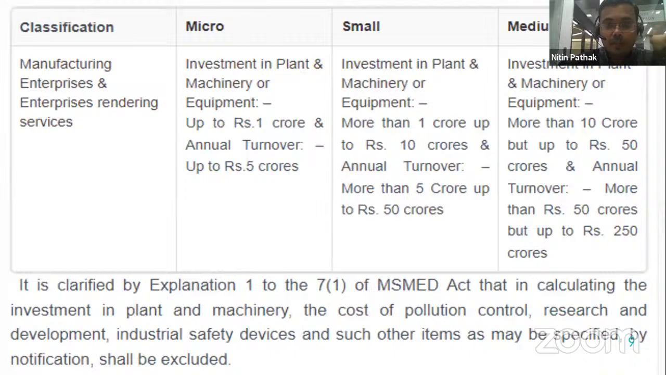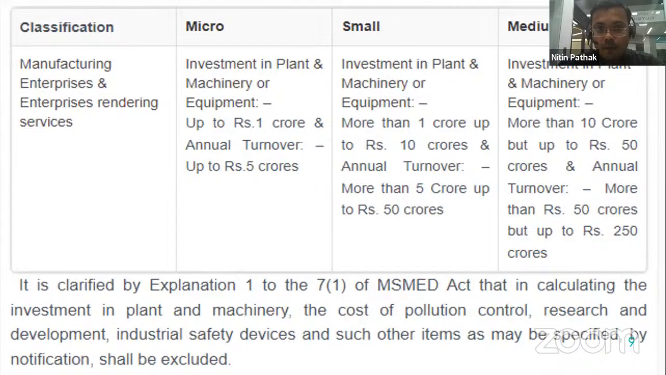Under the micro category of the MSME, those enterprises with investment in machinery and equipment up to 1 crore and annual turnover up to 5 crore fall under the micro size enterprise. And those enterprises with investment in plant and machinery more than 1 crore and up to 10 crore, and annual turnover more than 5 crore and up to 50 crore, fall under the small size enterprise.